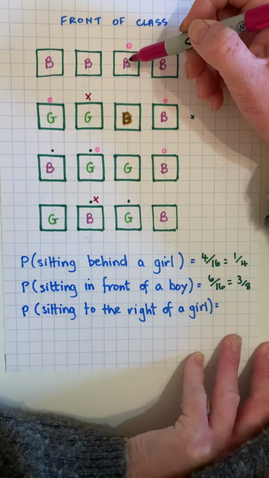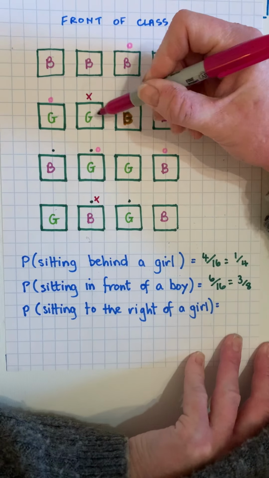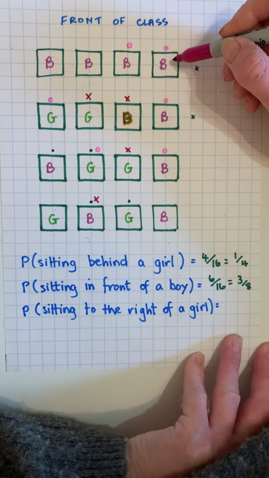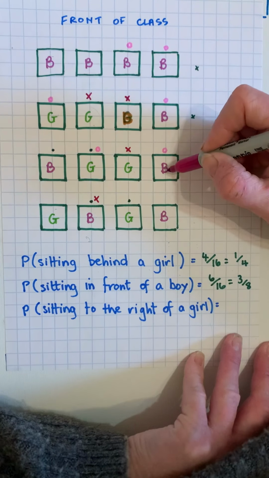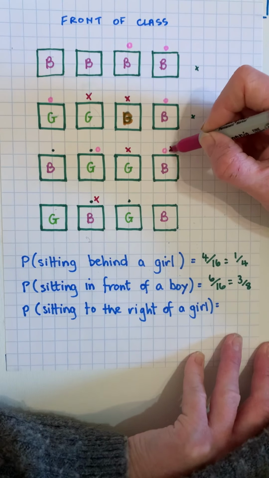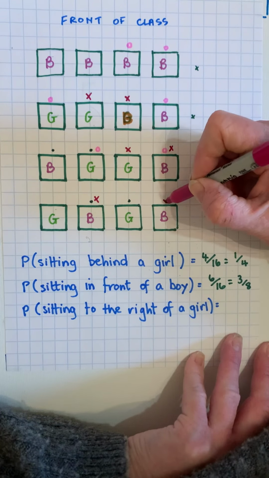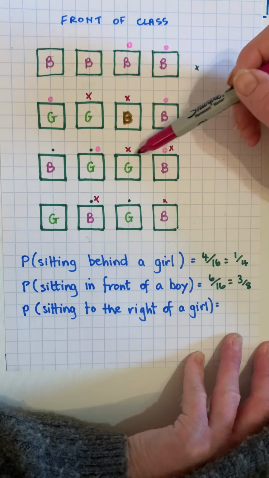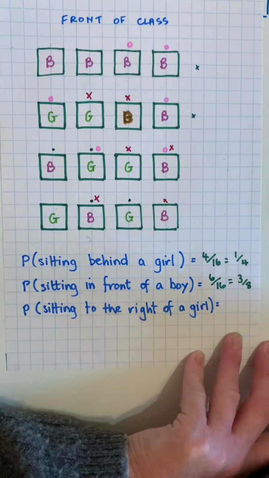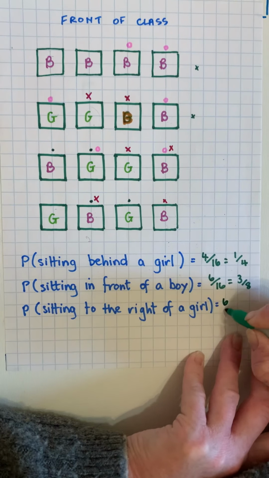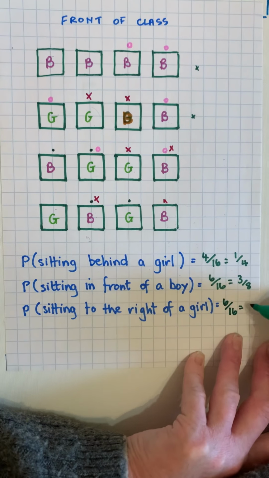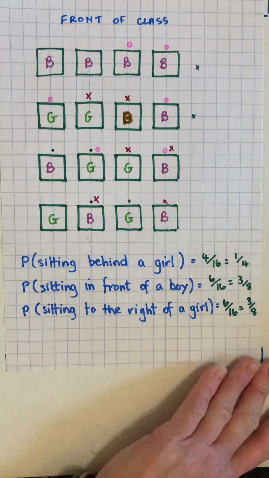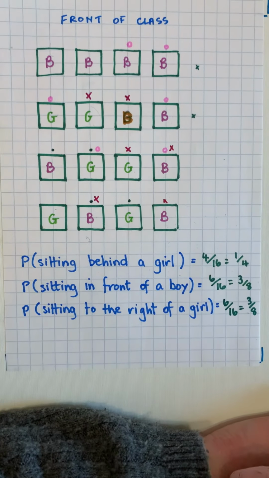Into this column, this student sits to the right of this girl, and this student sits to the right of this girl. Then the final column, we have this student sits to the right of this girl, and this student sits to the right of this girl. So how many little red crosses do I have altogether? 1, 2, 3, 4, 5, 6. So I have 6 out of 16, which is the same as the question before. So it's 3/8.